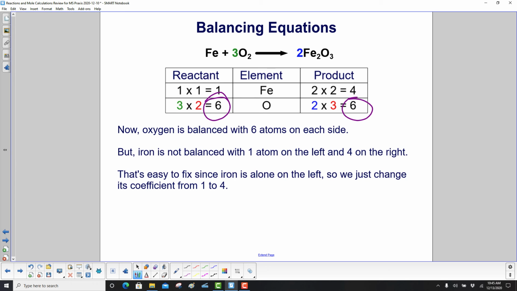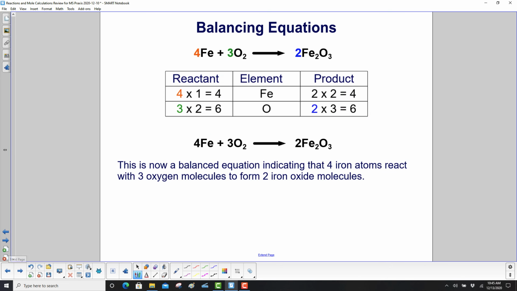But iron is not balanced, with 1 atom on the left and 4 on the right. That's easy to fix since iron is alone on the left, so we just change its coefficient from a 1 to a 4. This is now a balanced equation, indicating that 4 iron atoms react with 3 oxygen molecules to form 2 iron oxide molecules.